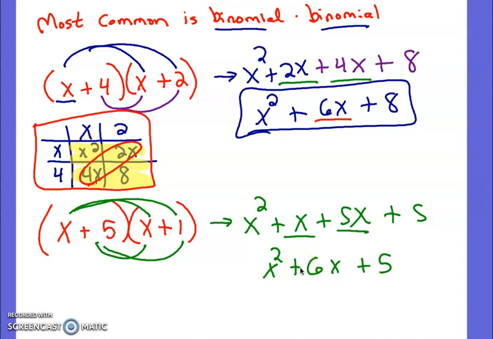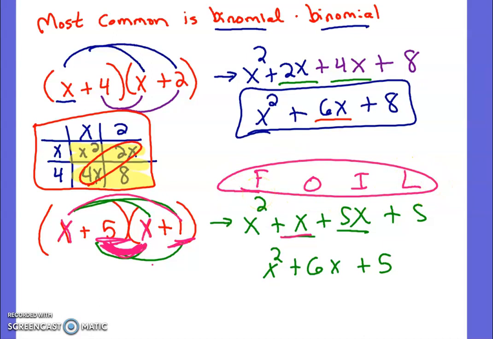Something I also want to point out, notice what we did. This is often called the FOIL method, all right? Because what we did is we multiplied the first ones, x times x. And then we did the outer ones, x times 1, got us x. And then we did the inner ones, the two inside ones. And then we did the last ones, we did 5 times the 2 last terms in the parentheses. So a lot of times in most textbooks and websites, they call it the FOIL method. And basically it's the distributive property done twice.